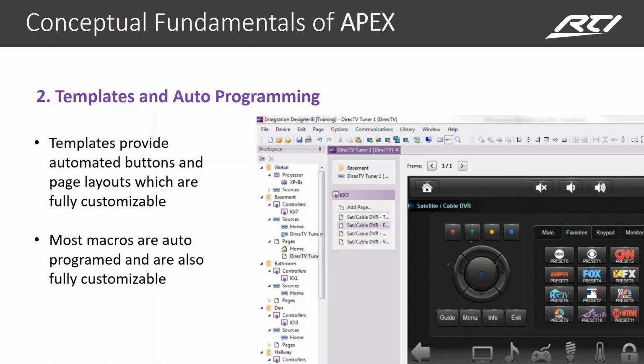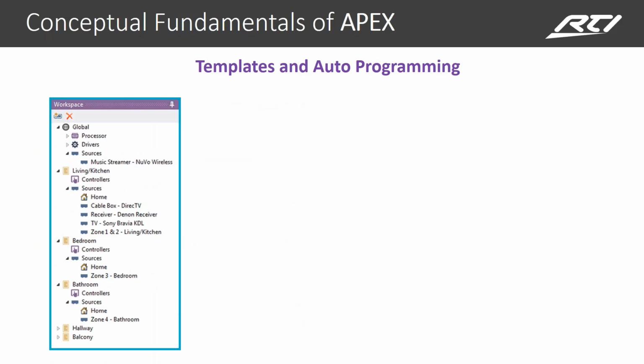So if that makes sense, you can bring over your template design into Integration Designer Apex, but you will have to then build all of the commands, the macros yourself. Part of auto programming also means that wherever you see these little green check marks on your screen, that was already added as a macro, a source macro in this case if we're looking at the buttons here, right when we put that source into the Apex workspace.